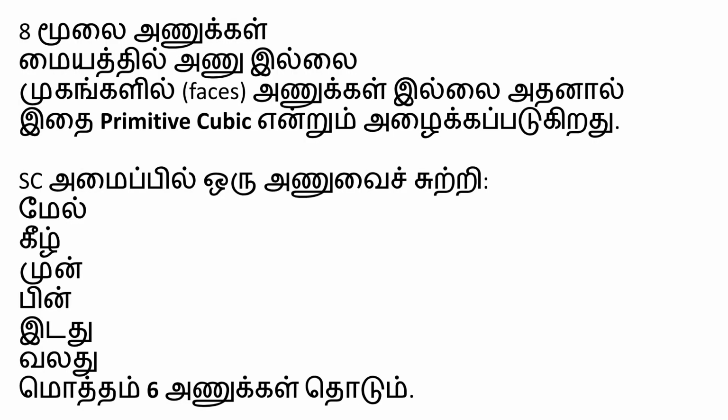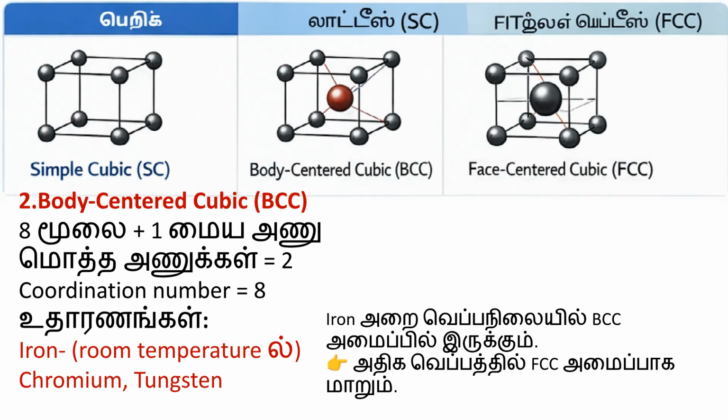Since the simple cubic cell has no atoms in the center or faces, it is also called a primitive cubic cell. Each atom in an SC structure touches 6 neighbors: up, down, front, back, left, and right. The body-centered cubic, or BCC structure, has atoms at all 8 corners plus 1 in the center, giving 2 total atoms per unit cell and a coordination number of 8. Examples include iron at room temperature, chromium, and tungsten.